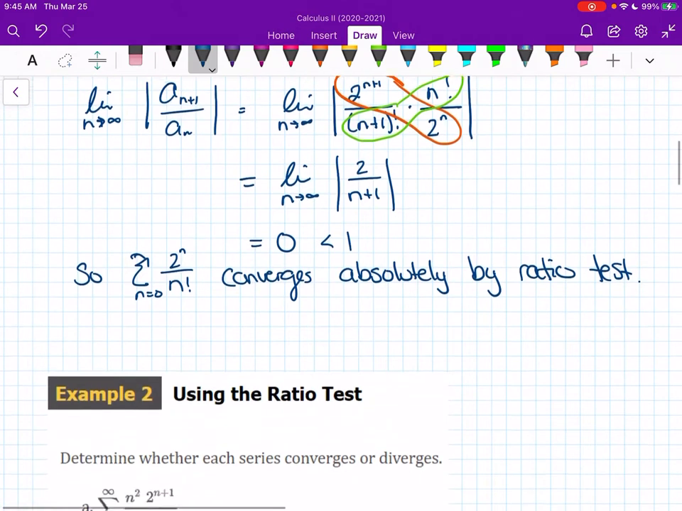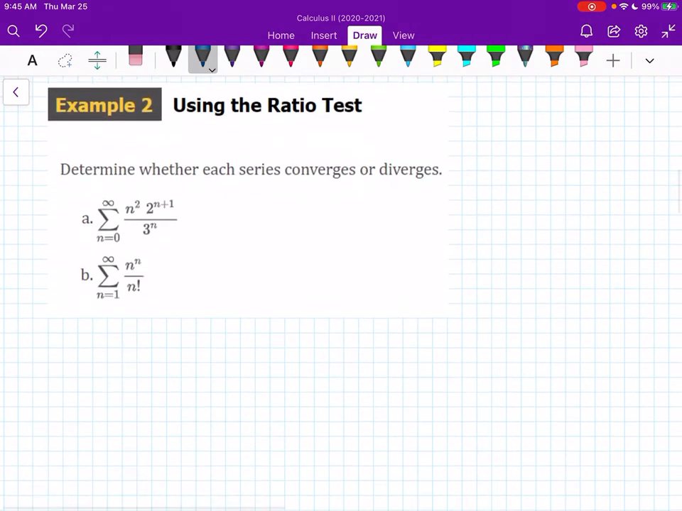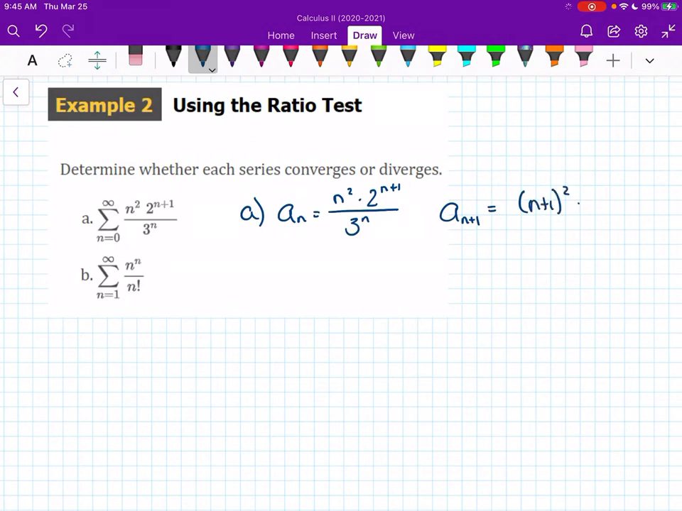All right, let's try another example. So here are two examples. Use the ratio test to see if they converge or diverge. For example A, my nth term is going to be n squared times 2 to the n plus 1 over 3 to the n. My n plus 1 term then will be n plus 1 quantity squared times 2 to the n plus 2 over 3 to the n plus 1.